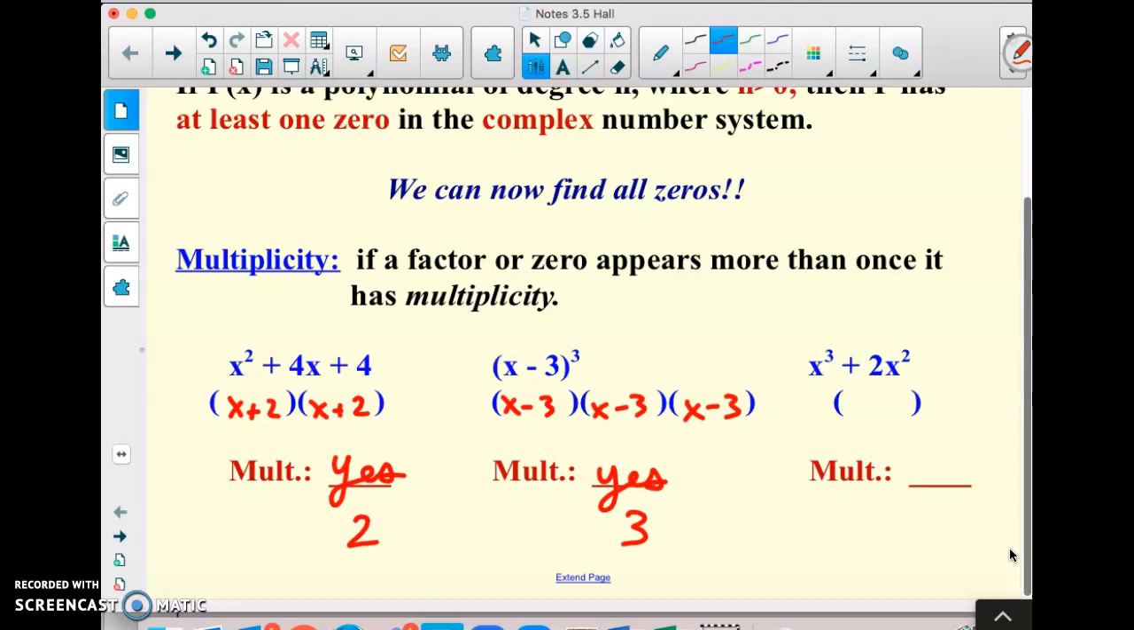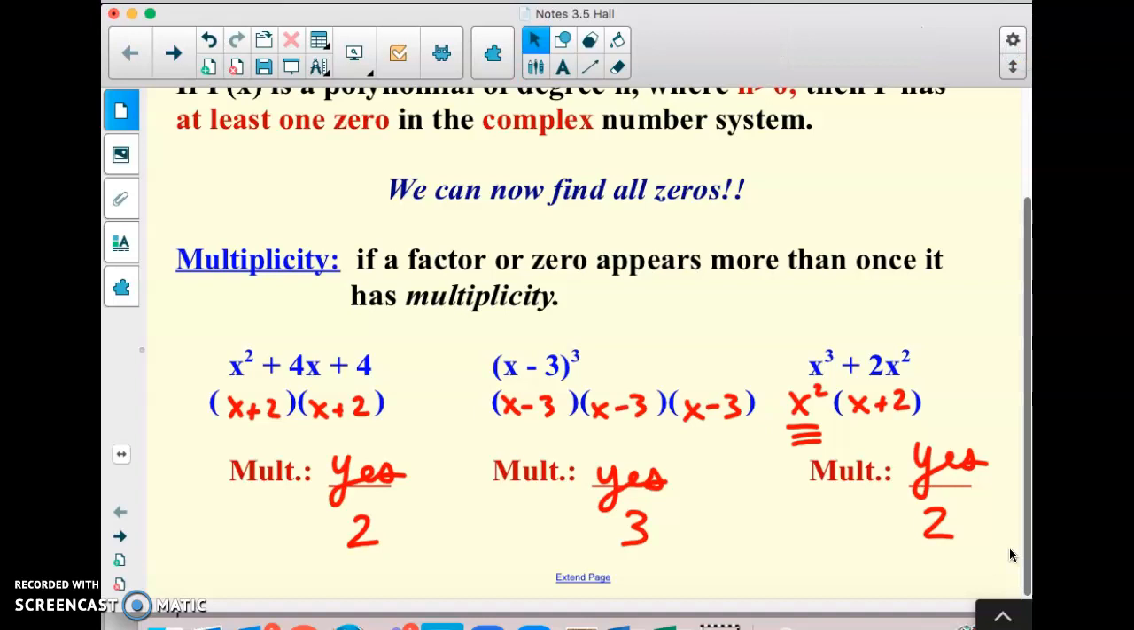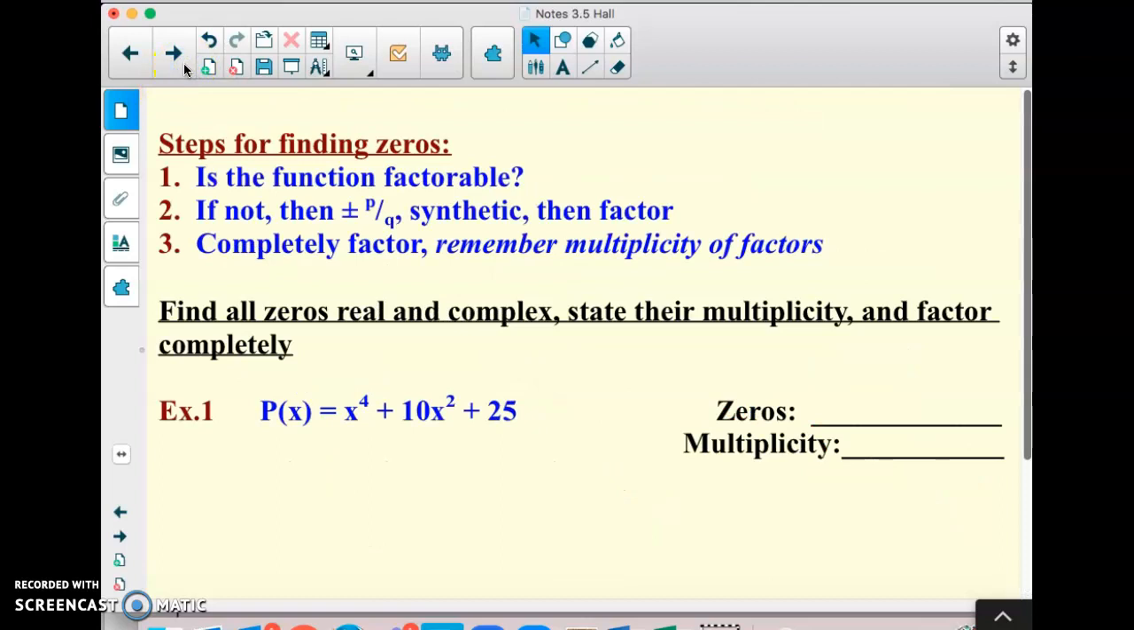And for the last one, I can simply factor out x squared, and I'd be left with x plus 2. Does this one have multiplicity? The answer is yes. It actually has a multiplicity of 2 because of the x squared. Now, we're going to use a bunch of different things to solve these: factoring, completing the square, the quadratic formula, factor by grouping, p over q. These are all different ways that we can find the zeros. Okay, let's look at a few that are factorable.